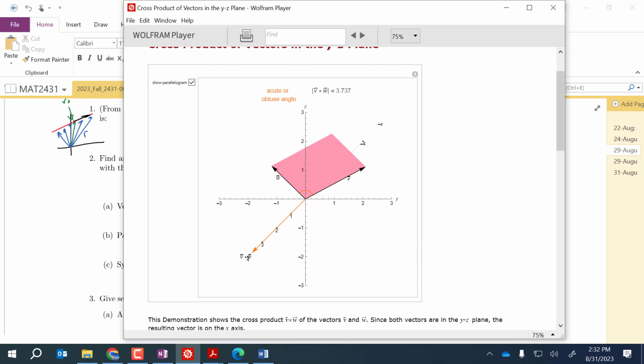So what is the cross product of the vectors v and w? Well, the cross product of two vectors, and they live where? We're in 3 space, right? And the cross product of two vectors is a new vector, also in 3 space. So all we need to know is its magnitude and its direction, right?